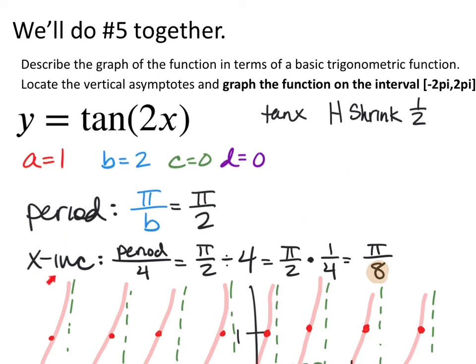The x increment, no, it doesn't ask you for these two parts, but to graph the function, you need these two. So you should always be finding the period and the x increment when you're asked to graph. The x increment is the period divided by 4, so pi over 2 divided by 4, which is the same as saying pi over 2 times 1/4, because fractions are division. Slash, you have that phrase, keep, change, flip. So we kept it, we changed it, we flipped it. So we know our x increment is pi over 8.